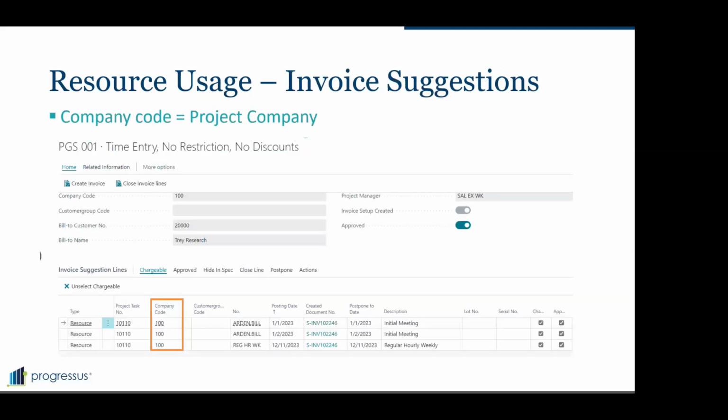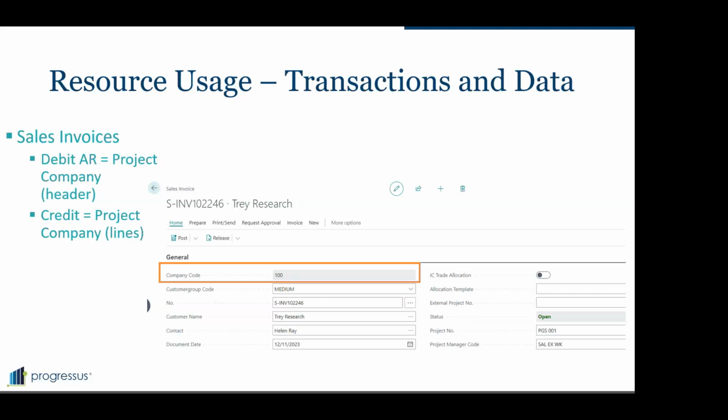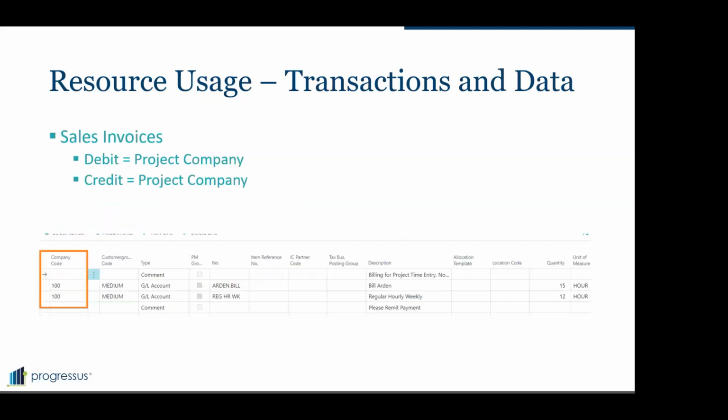Once those transactions for resources flow to invoice suggestions, the invoice suggestion screen will reflect the company of the project. When the sales invoice is created, the AR header of the sales invoice will always be the project company, and the credit lines, or the detail lines, will always be the project company. This means when the project company of the header and the company of the lines are the same, no due to, due from transactions are created when the sales invoice is posted. You can see here the company code.